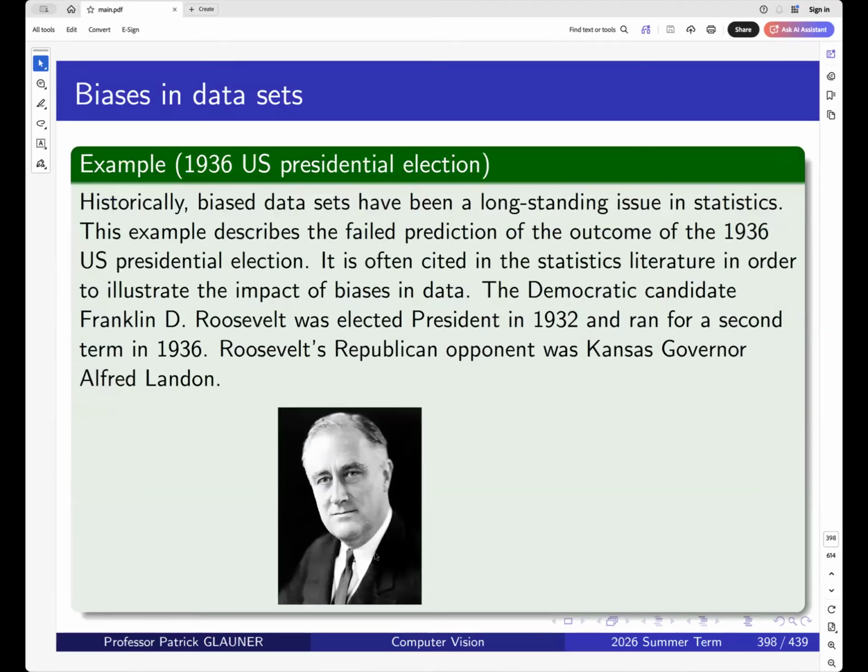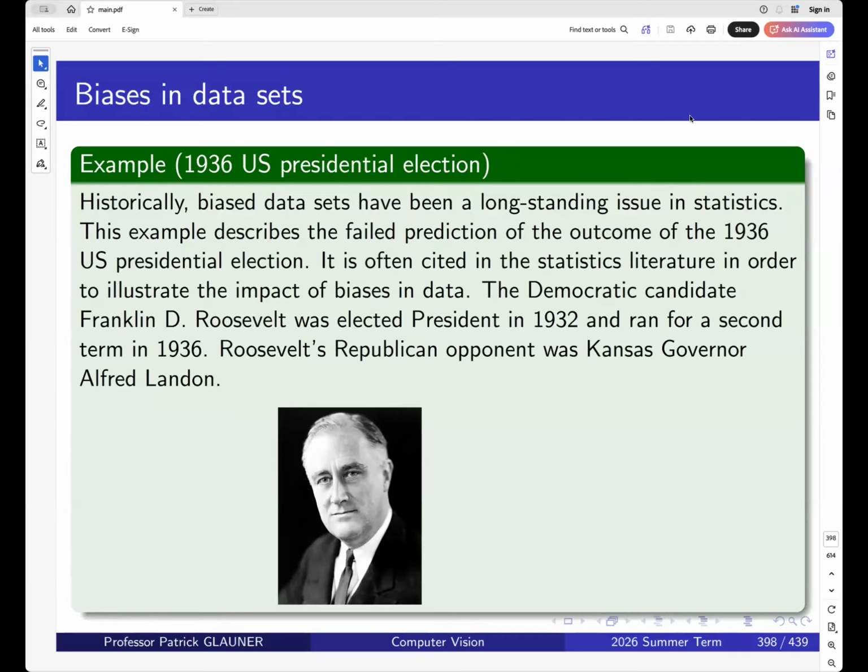We will first see that the issue of biases in data goes back much earlier in statistics, long before we started doing machine learning. So I'll show you a very famous example of how biased data sets can lead to chaos. It's concretely from the 1936 US presidential election. Does anyone know this example?